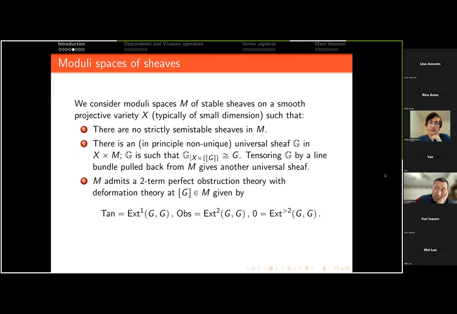And finally, I will assume that M admits a two-term perfect obstruction theory with the usual deformation theory of sheaves. So the tangent space at a sheaf G is Ext^1(G, G), the obstruction space is Ext^2, and I will assume that all the higher Ext vanish. Under this condition, we have a virtual fundamental class [M]^vir in the homology of M, which is what we're going to use to get enumerative invariants.